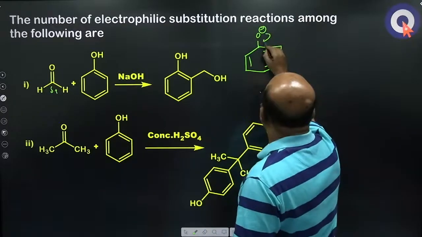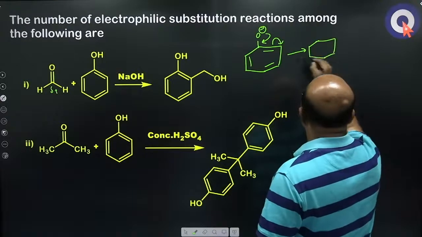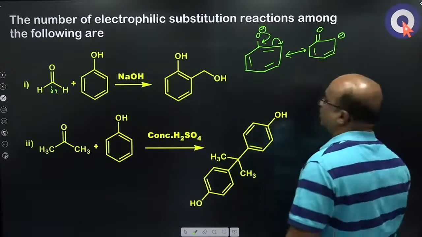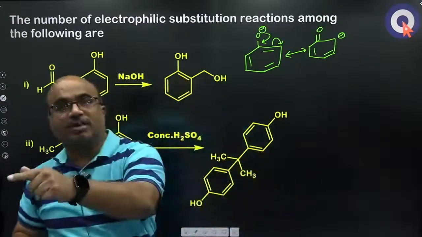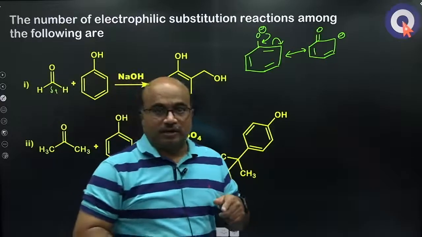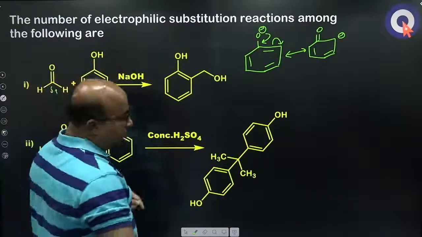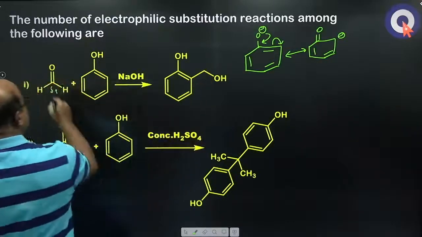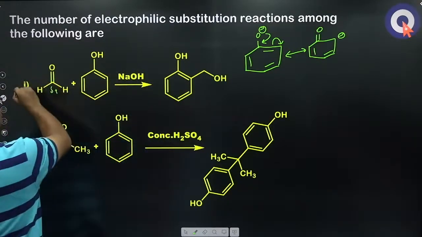But phenoxide results in this one, that is the resonance structure, so double bond, O minus. But this carbon with negative charge now can react at that carbonyl carbon. So it may result in this. So this will be possible. So what you are saying is this electrophile is attacking at this carbon. So this is an electrophilic substitution.